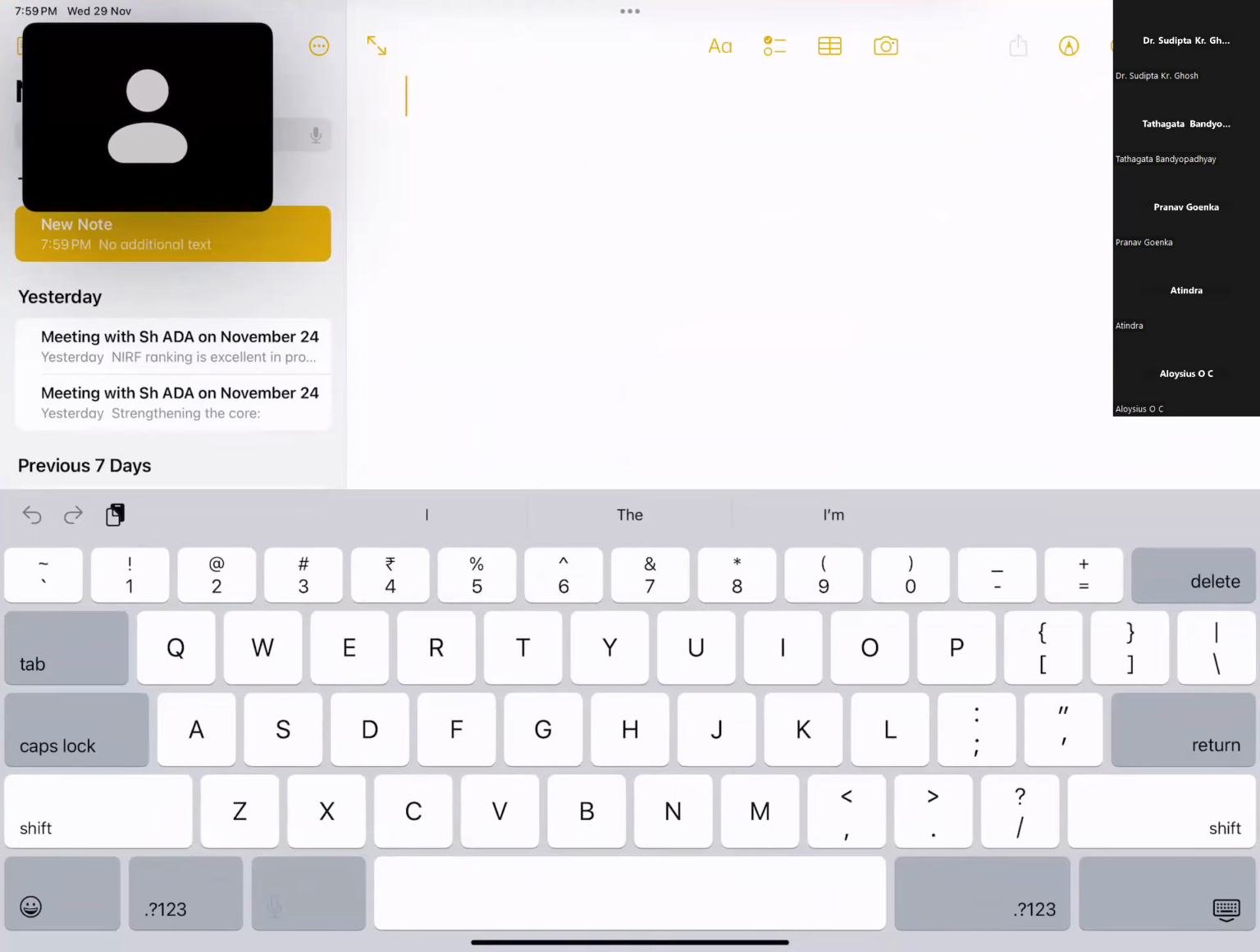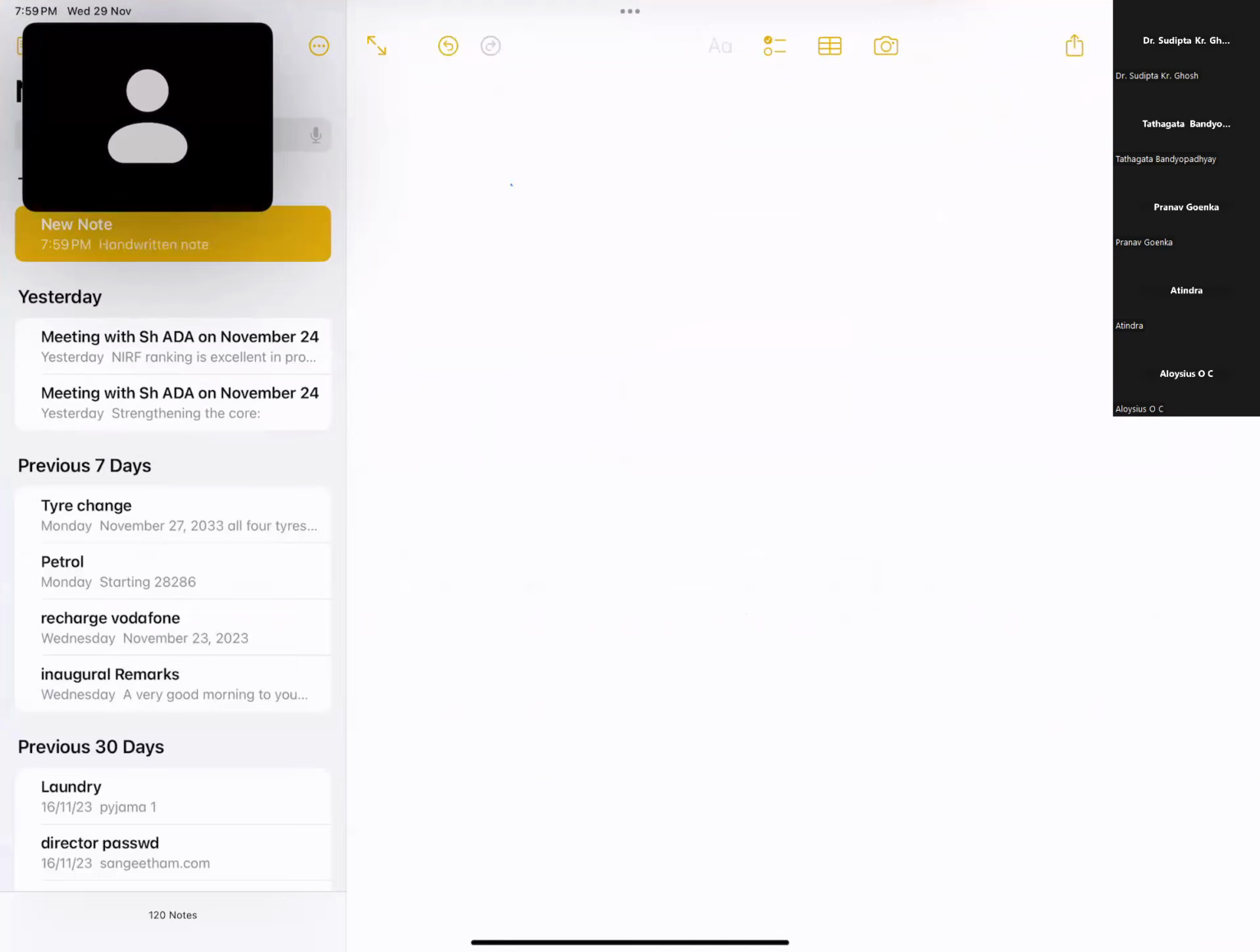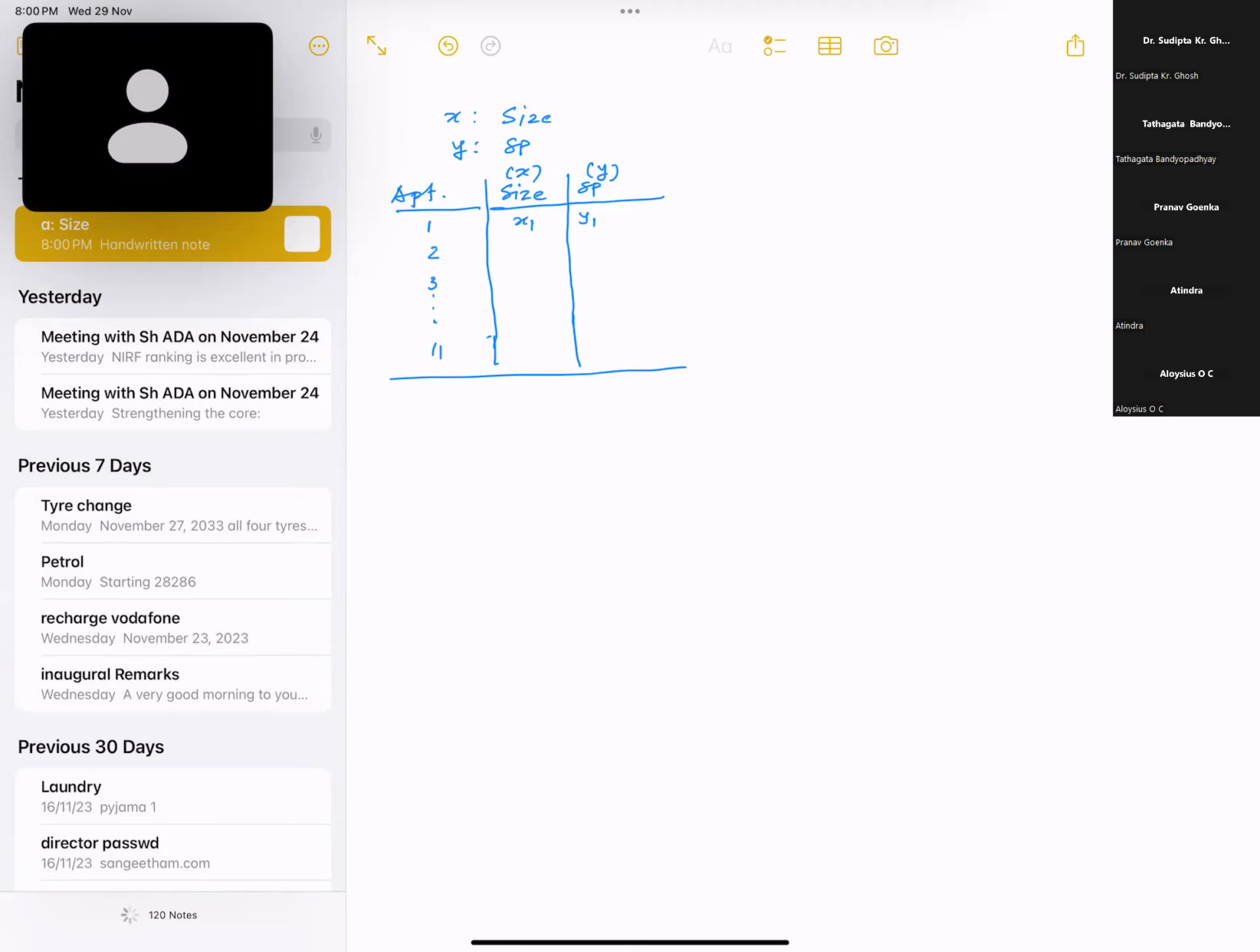What we have already seen is that we have x, which is size, and y, which is selling price, for 11 apartments. So this is apartment 1, 2, 3 up to 11. Size I call x, selling price I call y. This is x1, the corresponding selling price is y1. This is x2, the corresponding selling price is y2. This is x3, with y3. This is x11, with y11.